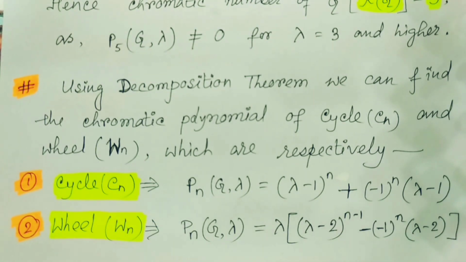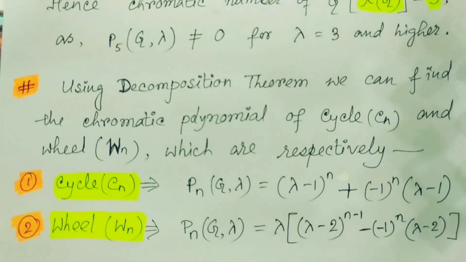So using this decomposition theorem, we can find the chromatic polynomial for the cycle and the wheel. In our last video, we stated the chromatic polynomial of a cycle and a wheel, but we did not show how to prove it. So the chromatic polynomial for the cycle is this one, and for the wheel is this one. Both of them can be proved using the decomposition theorem.